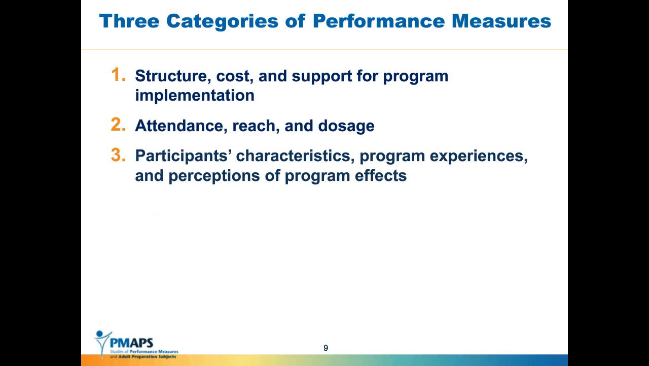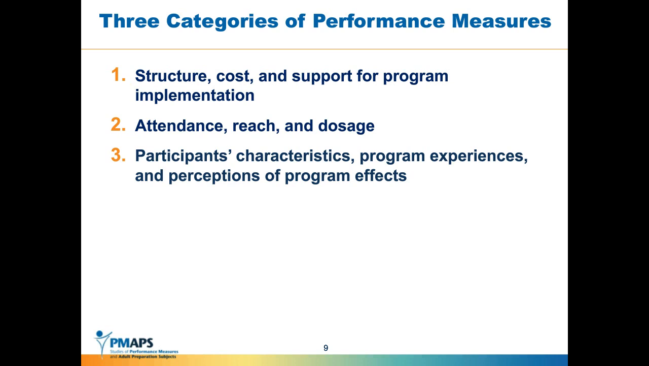The PrEP performance measures are organized around 3 categories: measures of structure, cost, and support for program implementation, which we'll focus on in more detail today; measures of attendance, reach, and dosage, which we reviewed during the webinar in December; and a third category that consists of measures of participating youth characteristics, their experiences in the program, and their perceptions of the effects of the programs.